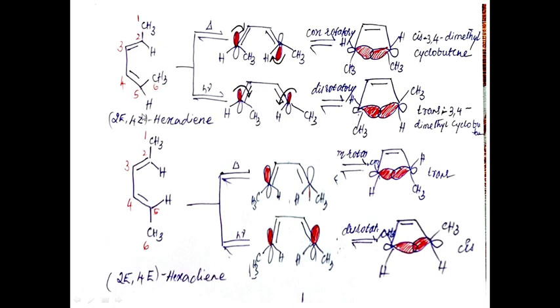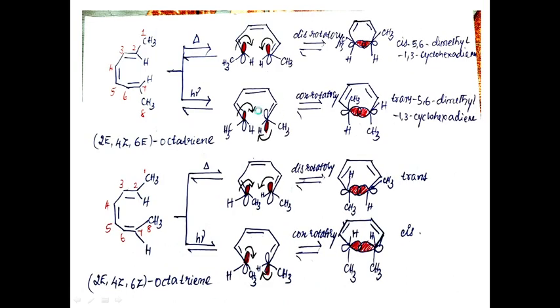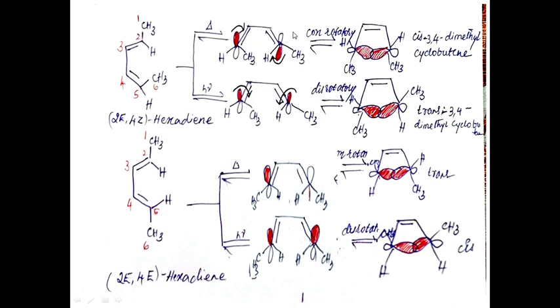Let us consider 2E4Z hexadiene. I told you Z means CH3 are together. We have written them together here. And under thermal condition, HOMO is asymmetric. When you have an asymmetric HOMO, just check. We are supposed to rotate this lobe clockwise. Okay, this lobe clockwise and this lobe also clockwise. Then these two lobes can confront each other, forming a sigma bond.